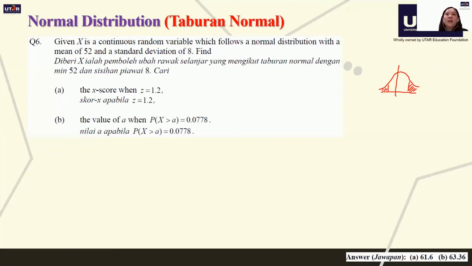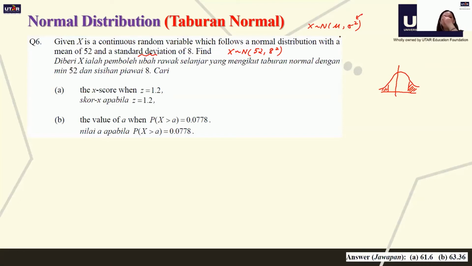We have X following a normal distribution. Mean is 52, standard deviation is 8. But remember when we go for this, we always write out the mean and variance. So even though the question gives you the standard deviation, you put it as 8 squared, because I want to see the variance in my writing here.